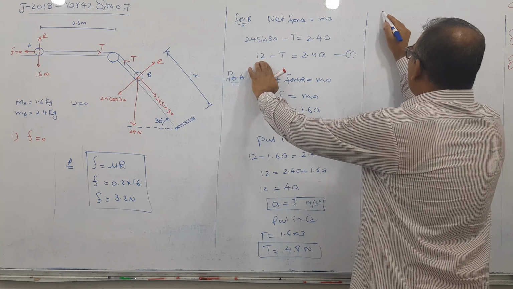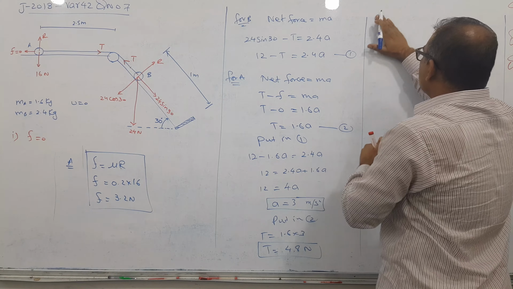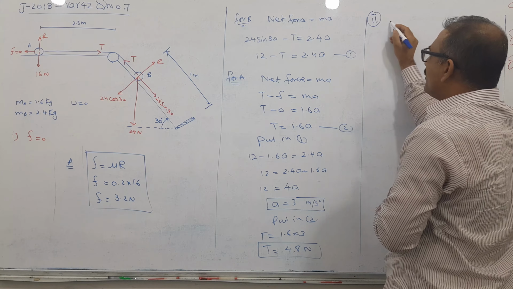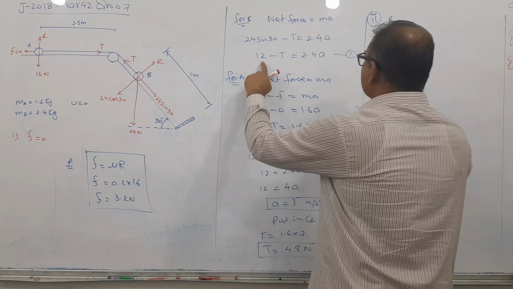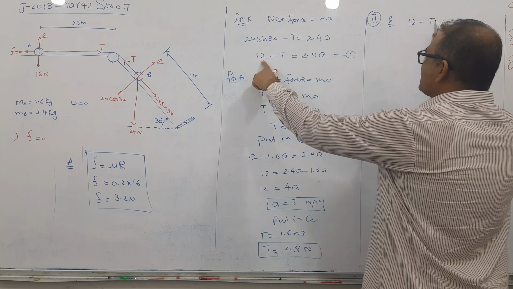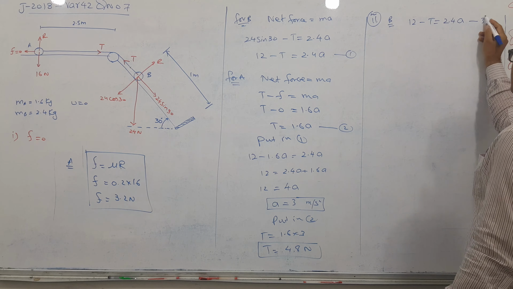So for B, part number 2 remains the same because friction is not there. So I will make the same equation: 12 minus tension equals 2.4A. Okay, equation number 3.